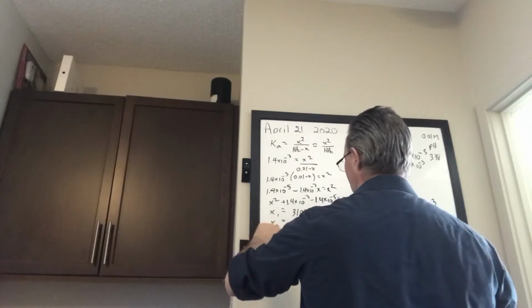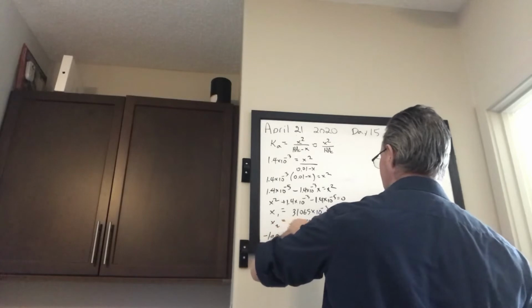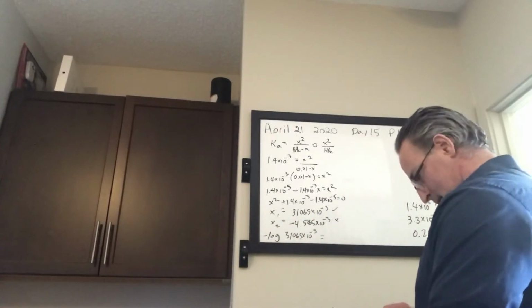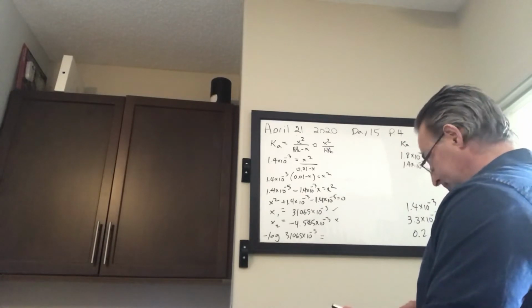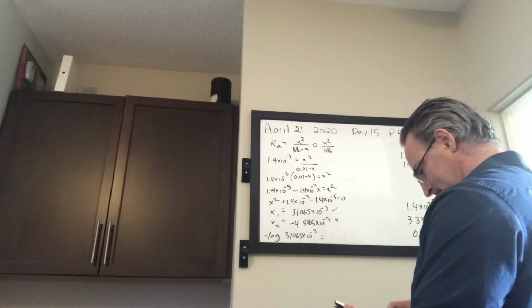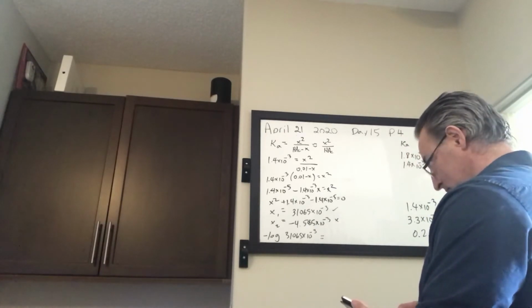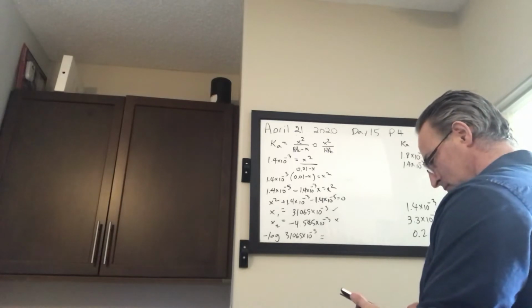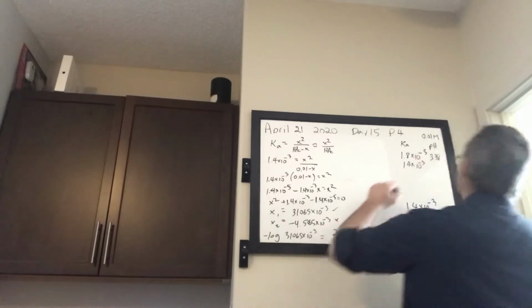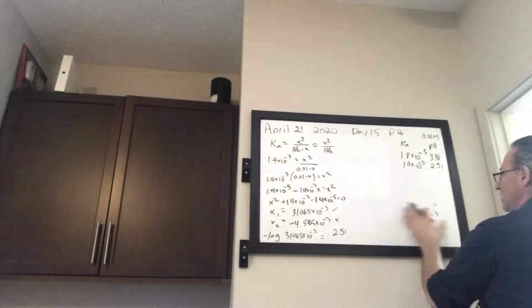So negative log of 3.1065 times 10 to the negative 3 equals pH at 2.51. So you get a pH of 2.51 if we use that acid. Okay, that one's taken care of.